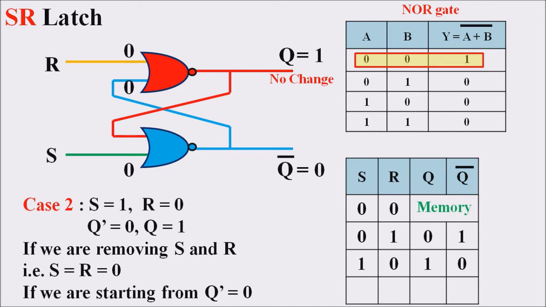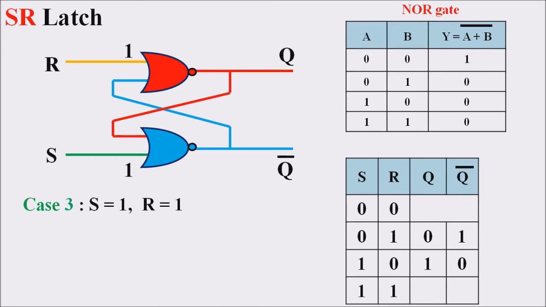This means that if we are providing the set signal as 1, then the output Q value will be 1. If the reset pin is given as 1, then the Q value will be 0. That is, the set signal results in an output of 1 and the reset signal results in an output of 0. That's why this latch is known as the SR latch, set reset latch.